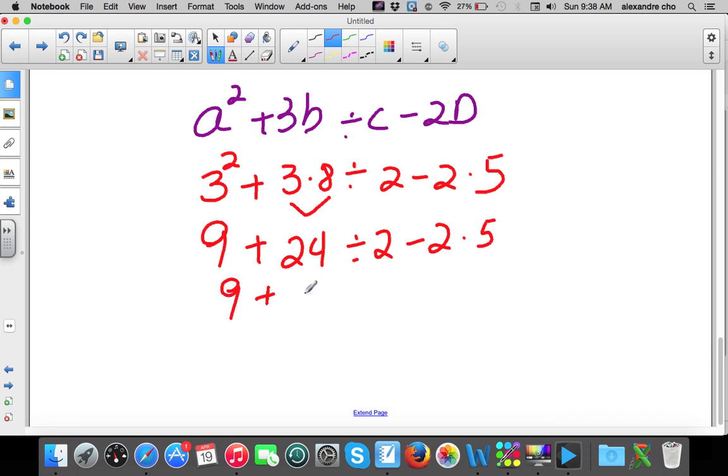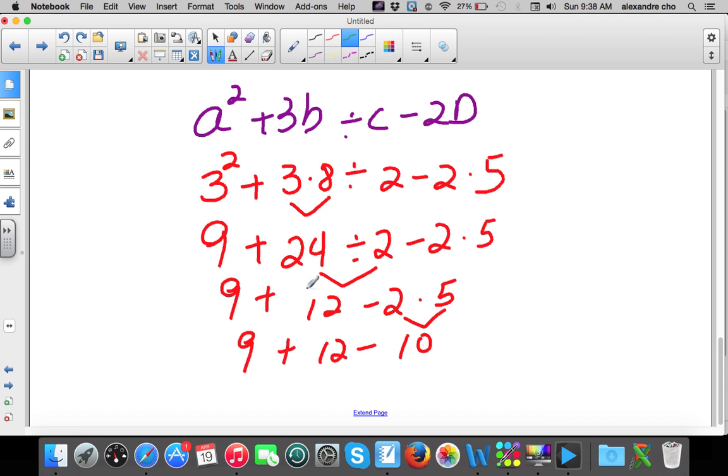9 stays the same. Nothing happens to it right now. We're going to do division. 24 divided by 2 is 12. Minus 2 times 5. Again, the 9 stays, and this time the 12 stays. And minus 2 times 5 is 10. Okay, so all my divisions and multiplications are gone.